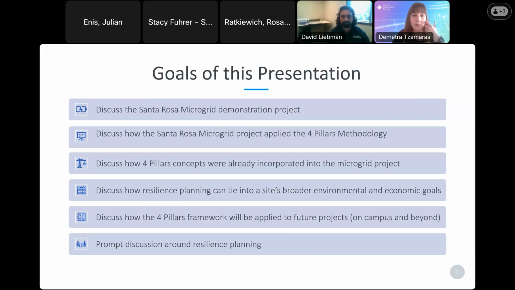So I've hit on a lot of these goals already, but these are the main topics that we hope to cover in this portion of the workshop. So you should walk away from this presentation with an understanding of the Santa Rosa microgrid demonstration project, how it incorporated the aspects of the 4 pillar methodology, and how resiliency planning can tie into a site's broader environmental and economic goals.